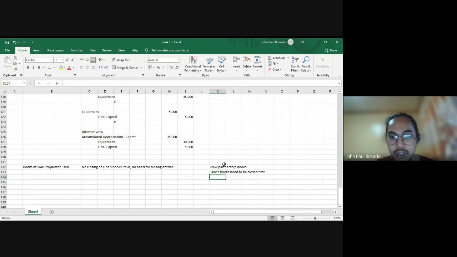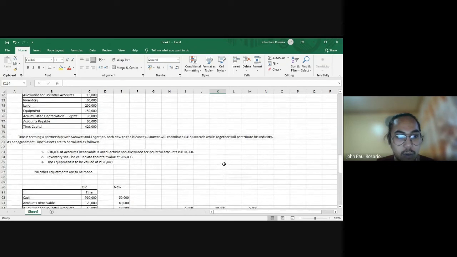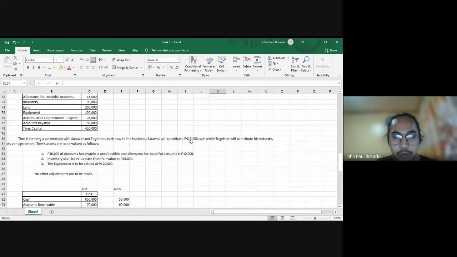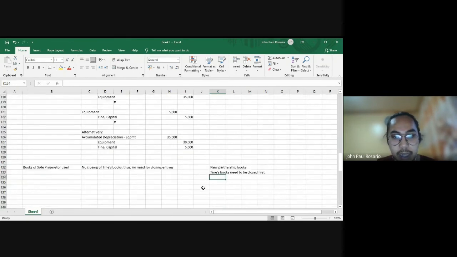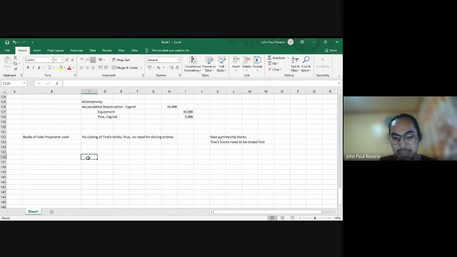We will just directly record the investments of Sarawat and Together. Now, if you can remember, Sarawat will be contributing 415,000 cash, while Together will contribute industry. So for Sarawat's contribution, your entry should be cash, and then Sarawat, Capital amounting to 415,000. There's no problem here as to valuation because again, we value cash at its face value.